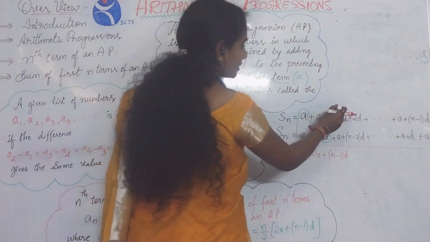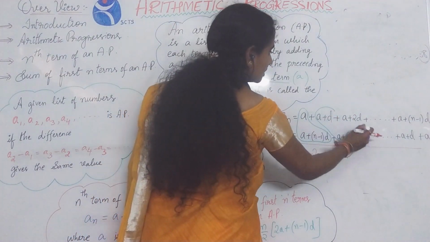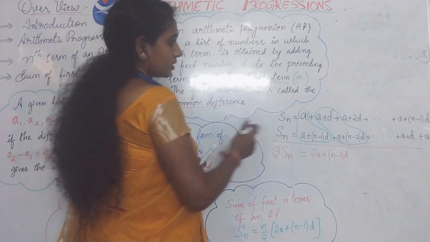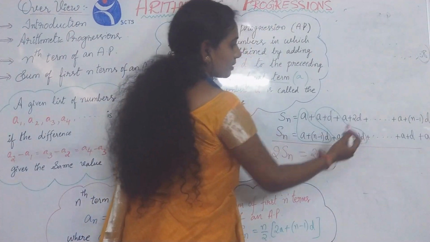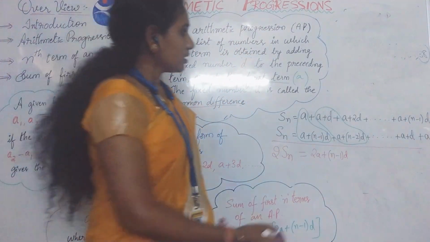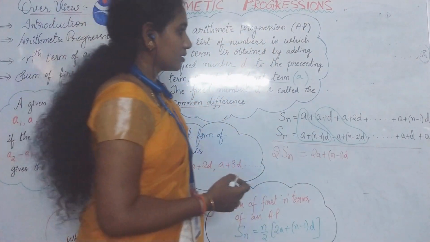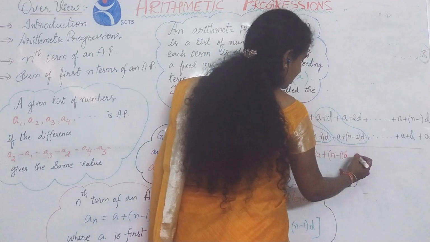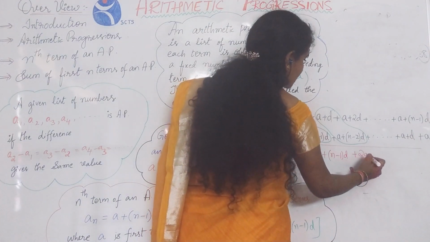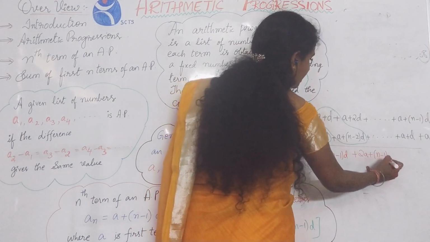Now add the second term. These are the second terms. Here A plus D plus A plus (n minus 2) into D. Here D and minus 2D you have. So on adding you get minus D. So 2A plus (n minus 1) into D remains again.